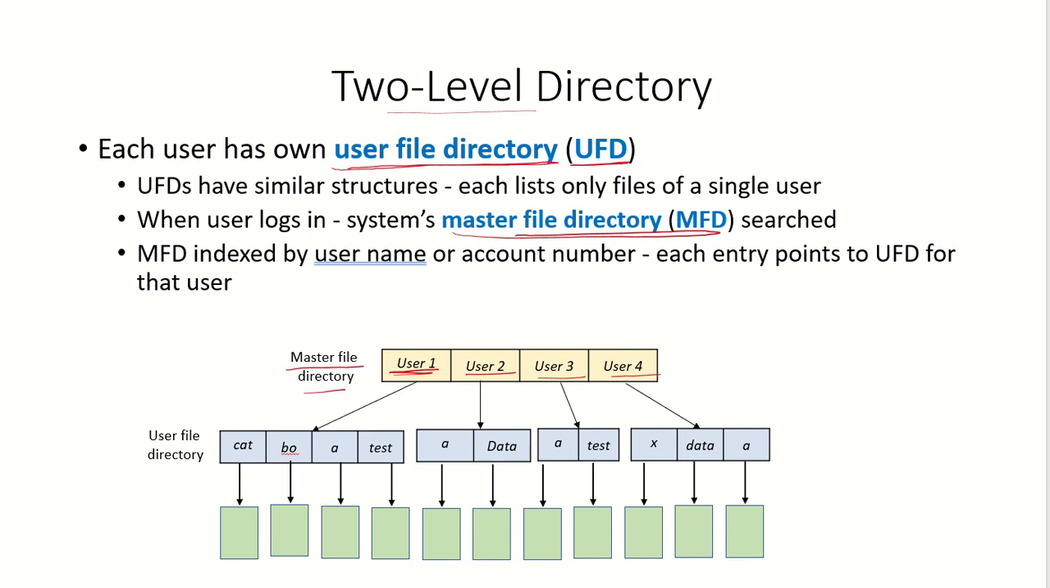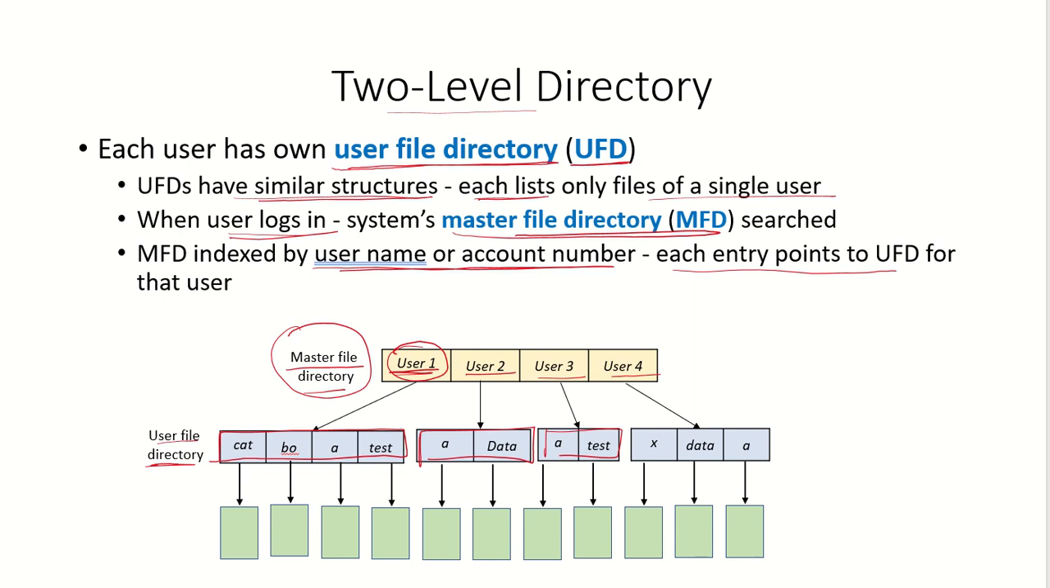All these UFDs, the user file directories, will have a similar structure, and each will list only the files of a single user. Let's say user 1 has this user file directory, this is the user file directory for user 1, this is for user 2, this is for user 3, and so on. When the user logs in, the system's master file directory, the MFD, will be searched. This MFD can be indexed by the username or the account number of the user, and each entry will point to the UFD for that user.